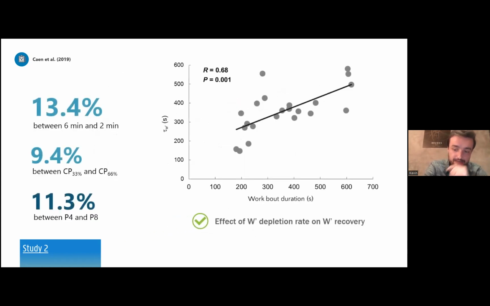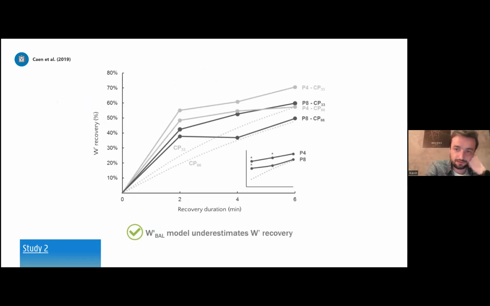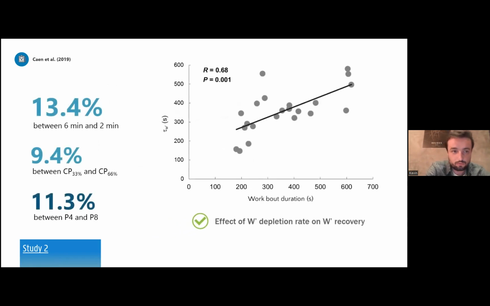The second observation is that the work modality, so if they cycled at P4 or P8, had also an impact on the W prime recovery. And just to put it in some numbers, we saw 13% difference between 6 and 2 minutes recovery. We saw 10% difference between 33 and 66% recovery. And we saw 11% difference between P4 and P8.